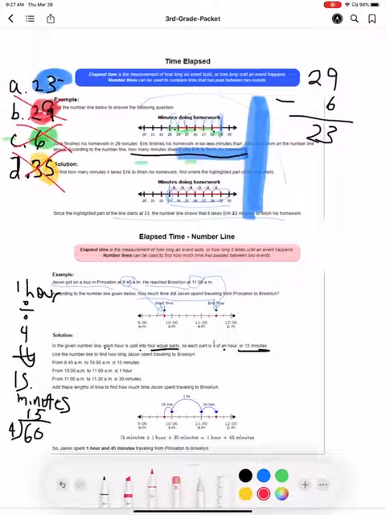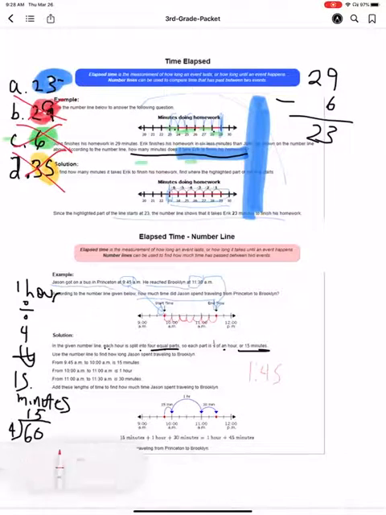Now, let's get to work on this. We'll start at the red dot. We count by 15. It's 15, 30, 45, an hour, an hour 15, an hour 30, an hour 45. So, that's how they said it. I got 1 hour, 45 minutes. Let's see what they did.